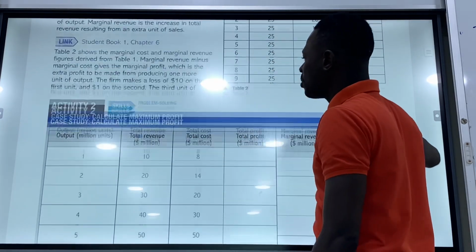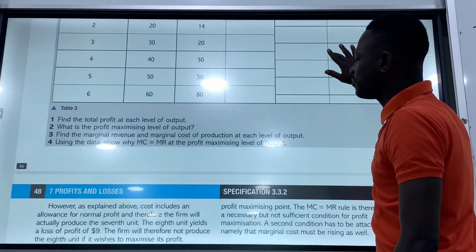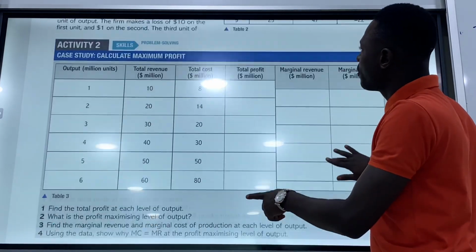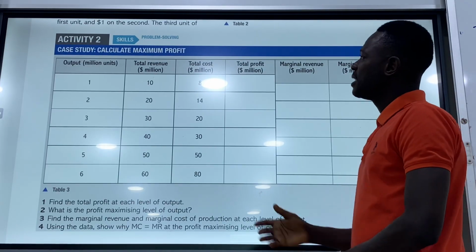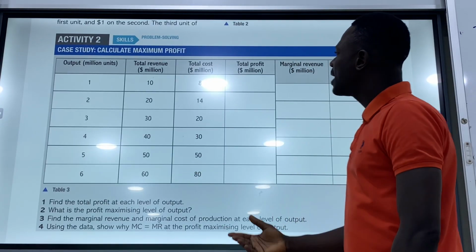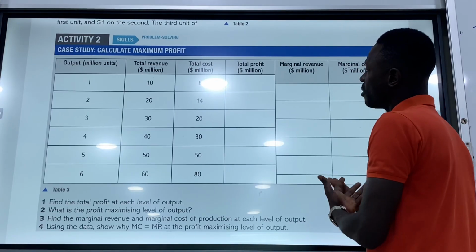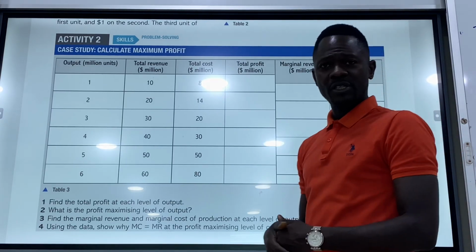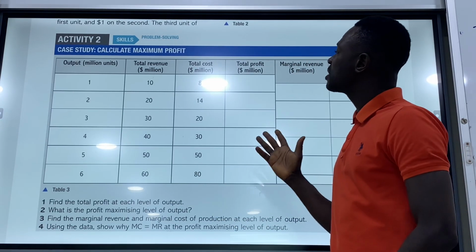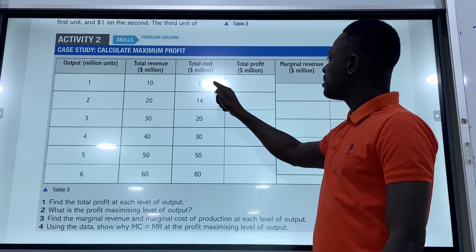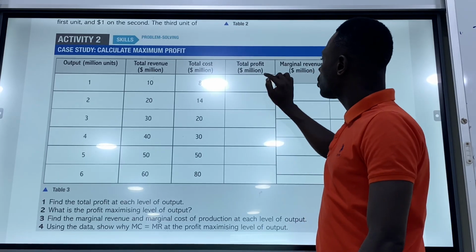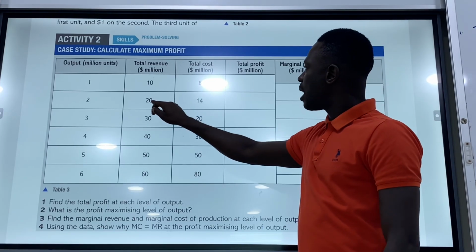Then we go further with this activity, then we stop our class for today. They said we should calculate the maximum profit. How do we get our maximum profit? Before we get our maximum profit, we need to understand our total profit. Our total profit is always total revenue minus total cost. So 10 minus 8, that's 2. So our total profit here is 2 for column 1.